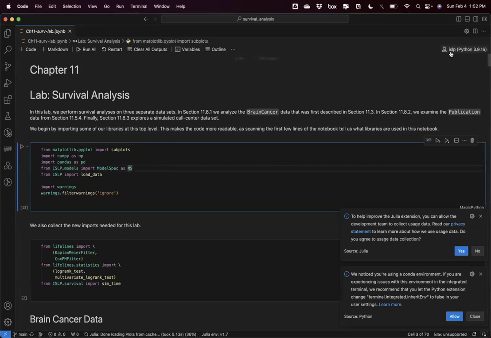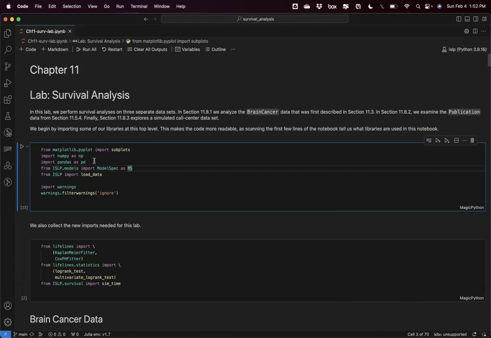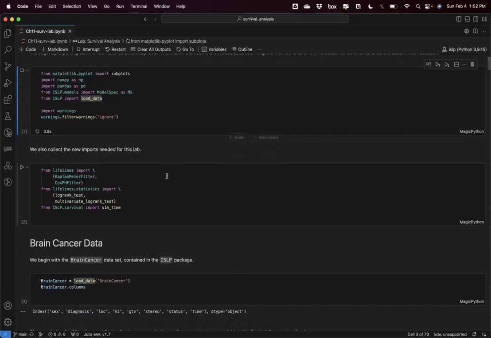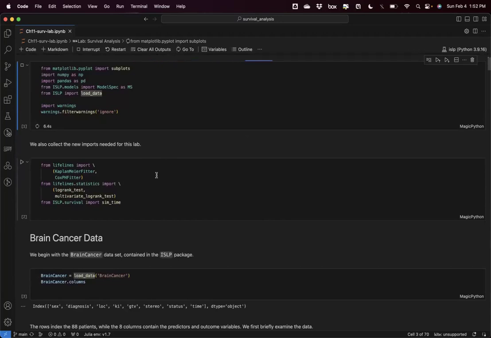Okay. So we're using the ISLP environment from the book. We're going to import some of the usual libraries, Pandas, NumPy, Matplotlib. But then from ISLP.models we're going to import ModelSpec, and we're going to import the data, okay? Because the data is included in the ISLP, the brain cancer data. Okay, so let's see that everything loads properly, right?